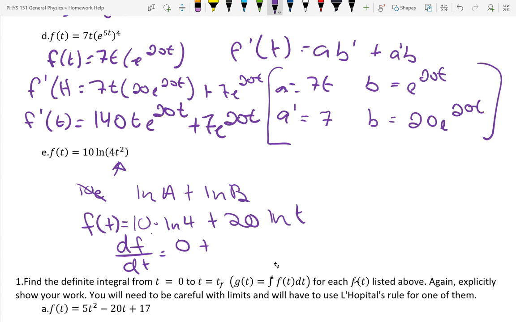Like t to the power of 20 or 19. Derivative of natural log of t. Anyone else? It's 1 over t. Okay. So it's going to be 20 times the derivative of natural log of t, which is 1 over t. So 20 over t. And we're done.